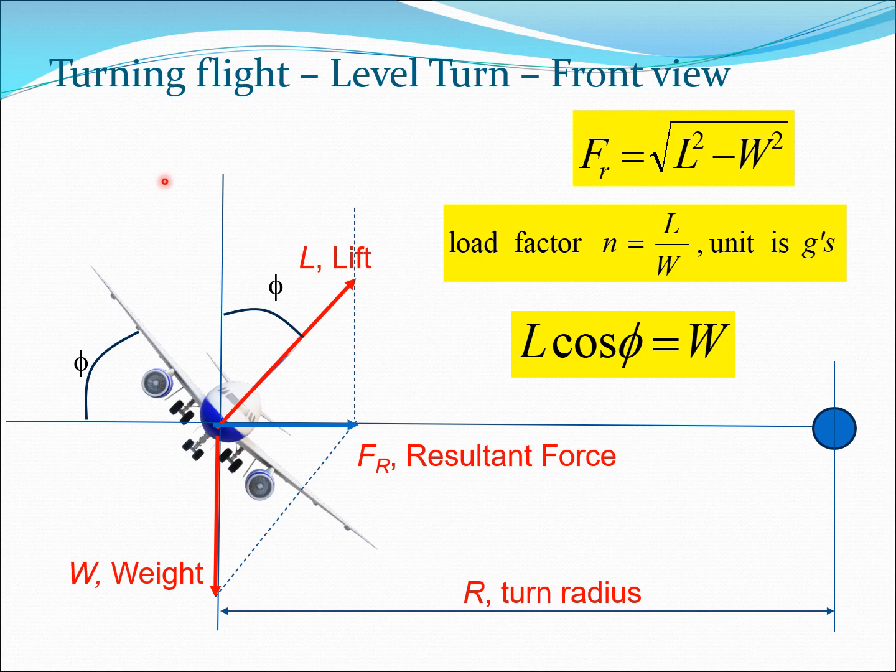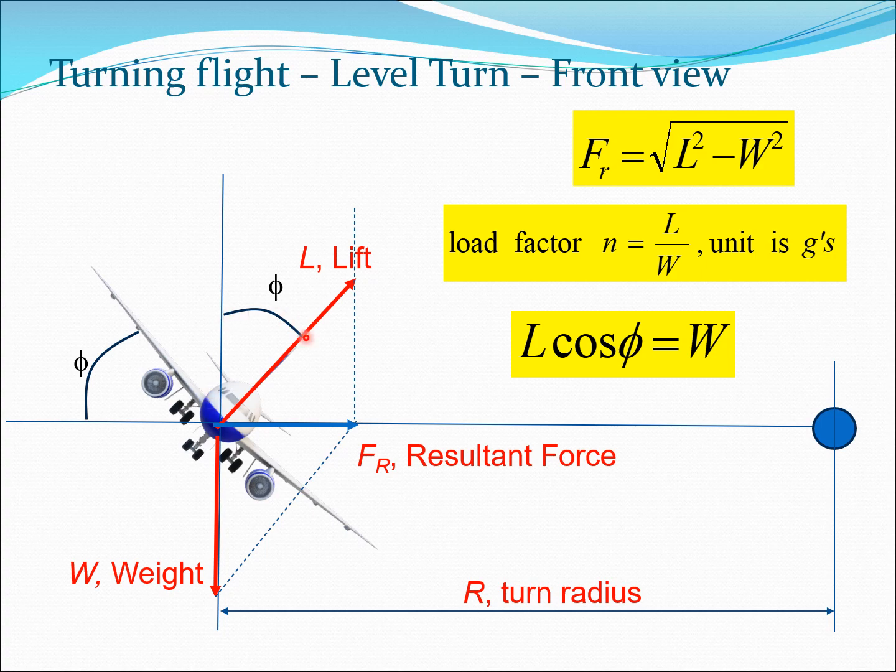So let's start looking at the turning flight, level turn first. This is the front view of an aircraft. Here I have made a typical commercial jet, and you have the forces of lift and weight which act on this aircraft. The weight of course acts downward and the lift is perpendicular to the aircraft flight direction, and so you have a certain angle here known as the bank angle. This is given by the Greek letter phi. You can see this is the bank angle here, the angle between the wing and the horizontal line, and also the bank angle is the angle between the vertical line and the lift.